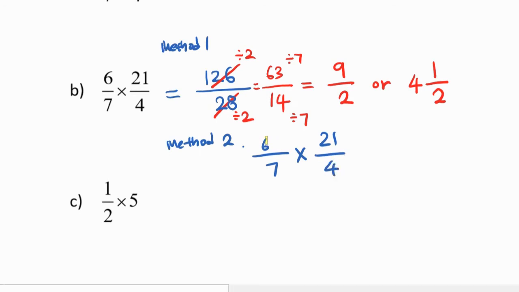Second method, we diagonally reduce the numbers. Look at 6 and 4. Can you find the number that can divide 6 and 4? That is 2. So 6 divided by 2 is 3. 4 divided by 2 is 2. What about 7 and 21? Both are divisible by 7. So 21 becomes 3 and 7 becomes 1.